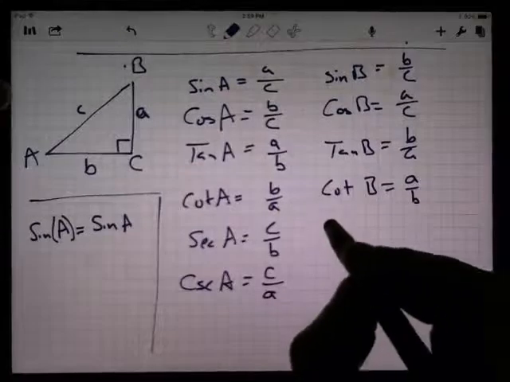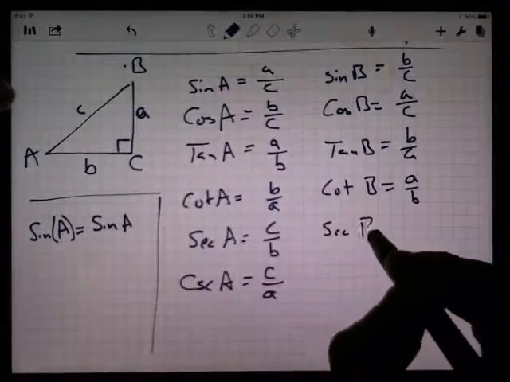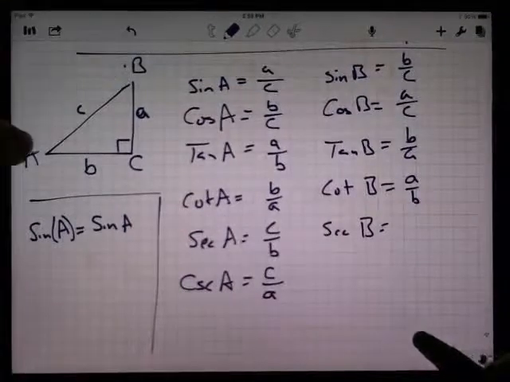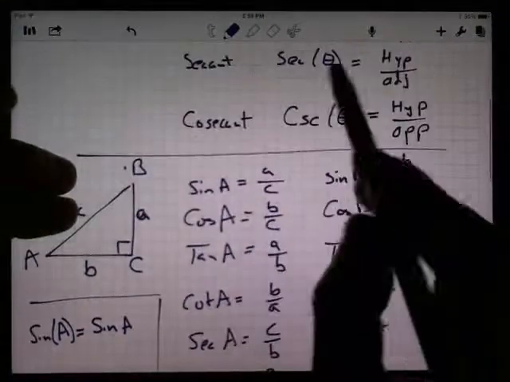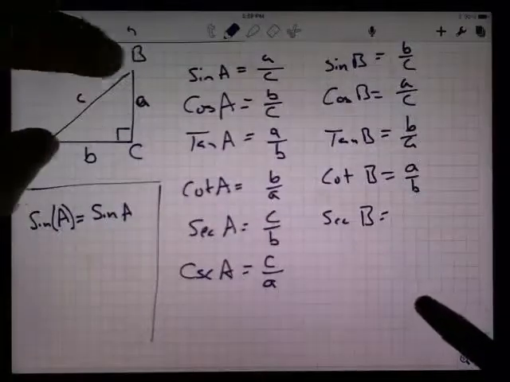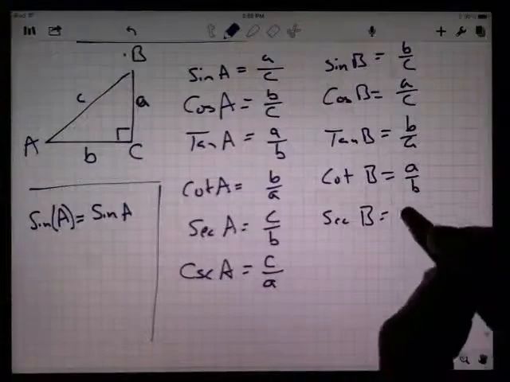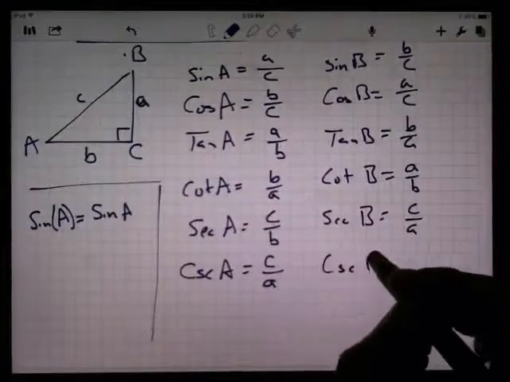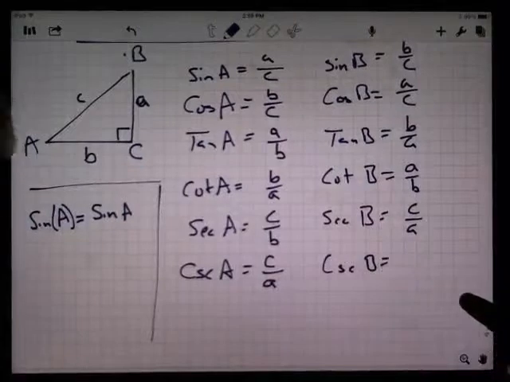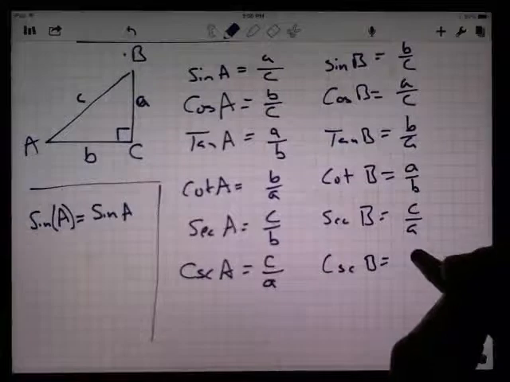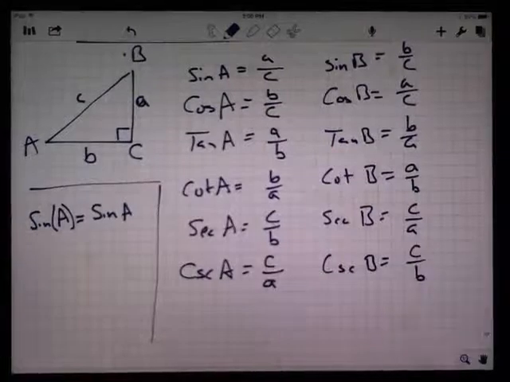Likewise, there's 2 more. Let's do them here. The secant of angle B. Secant is, I'm thinking up here, hypotenuse over adjacent, right? That's the angle. This is the adjacent side. So C divided by A. And likewise, the cosecant must be the hypotenuse divided by the opposite side. Again, opposite to B now. Right? So C divided by B. Okay.